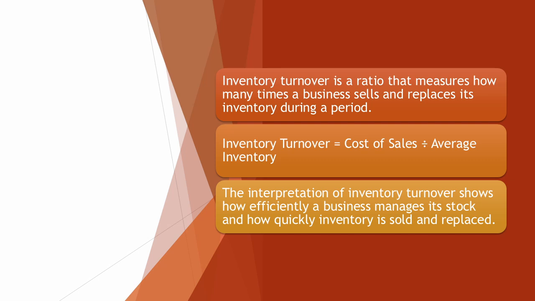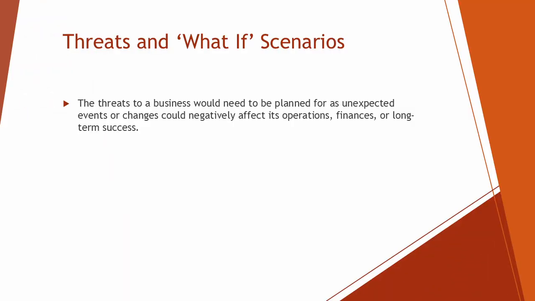Inventory turnover is a ratio that measures how many times a business sells and replaces its inventory during a period. It is calculated by dividing cost of sales by average inventory. The interpretation of inventory turnover shows how efficiently a business manages its stock and how quickly inventory is sold and replaced.